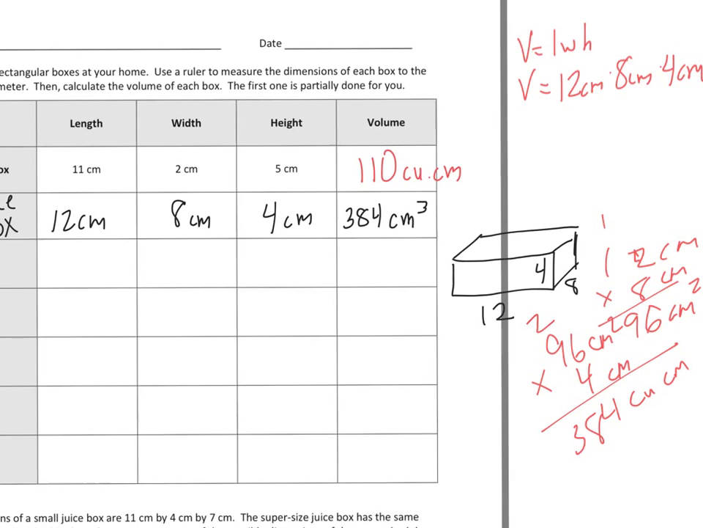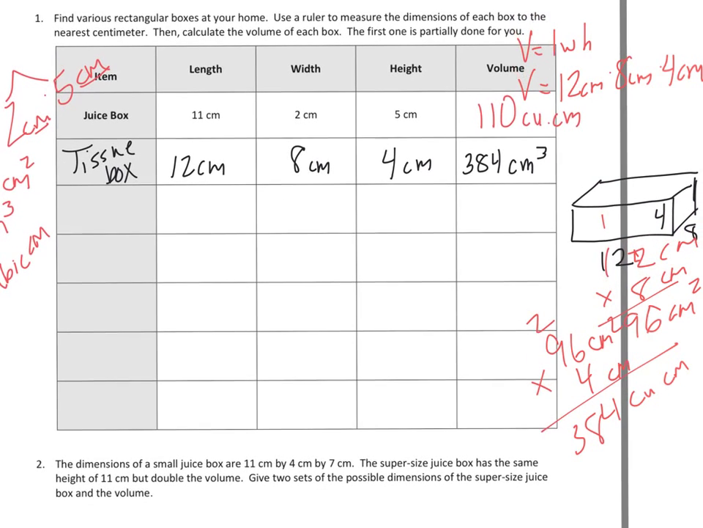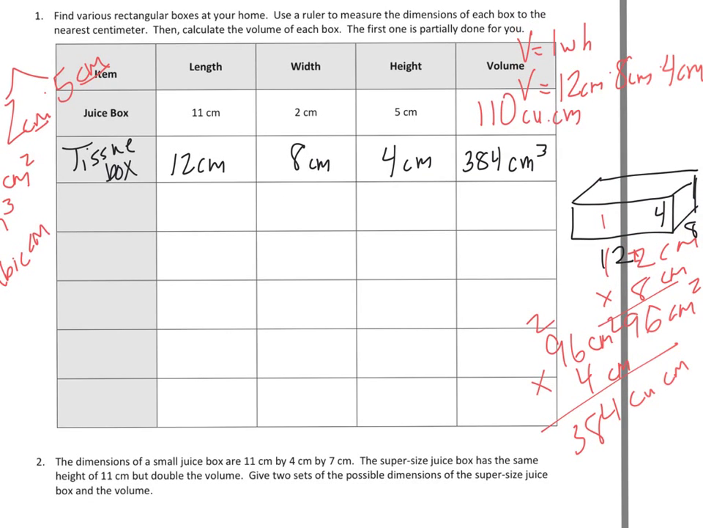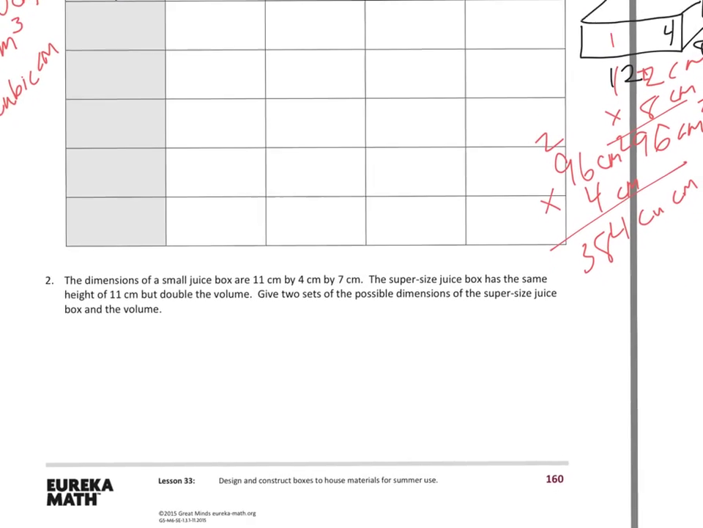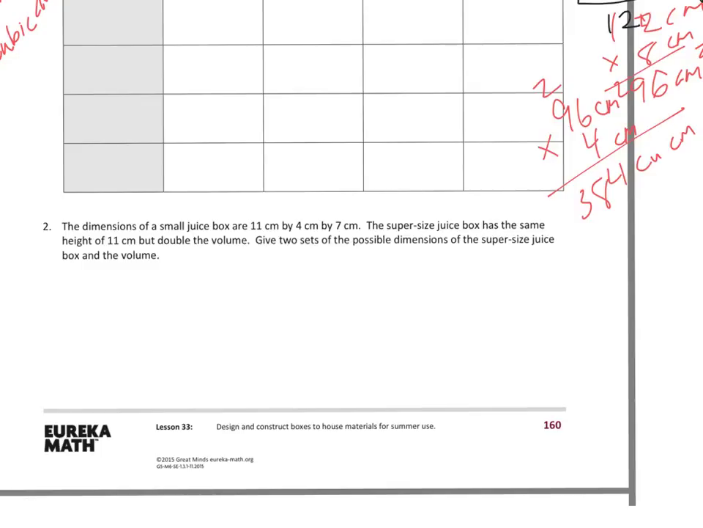So you're going to take some time now and go through and get more of these different boxes measured out at home. And what we'll do now is take a look down at 2. Number 2 says the dimensions of a small juice box are 11 centimeters by 4 centimeters by 7 centimeters. The supersized juice box has the same length of 11, but double the volume. Give 2 sets of possible dimensions of the supersized juice box.